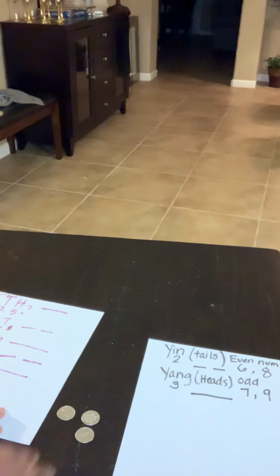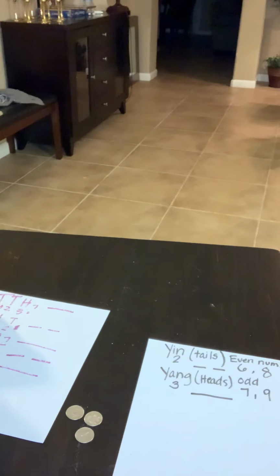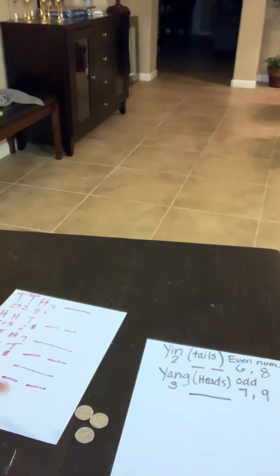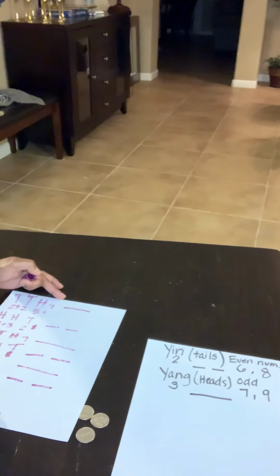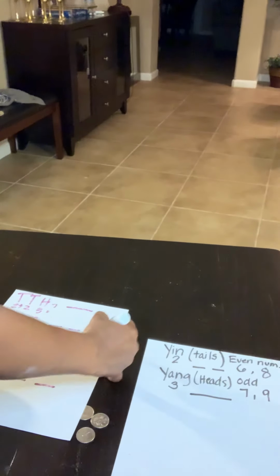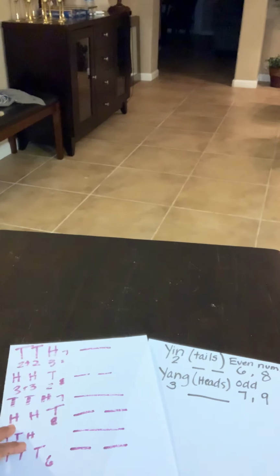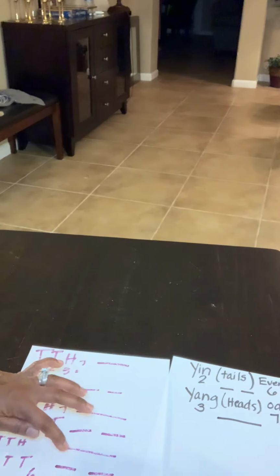Now we have all tails. 3 tails gives us 2 plus 2 is 4, 4 plus 2 is 6. So 6 gives us a broken line. Let's count. Do we have a hexagram yet? 1, 2, 3, 4, 5, 6. So we have our hexagram. And now we can look at the message and see that it is solid, broken, solid, broken, solid, broken.